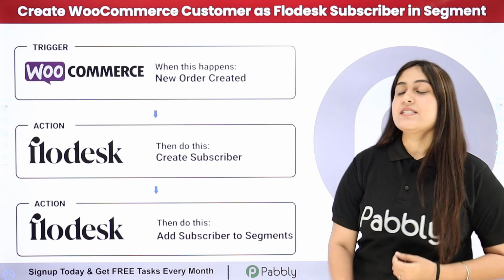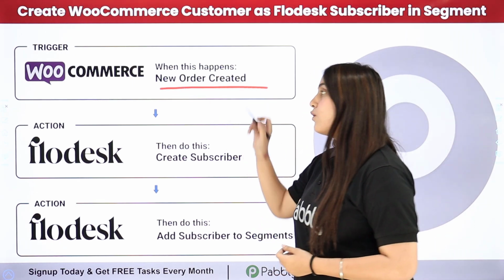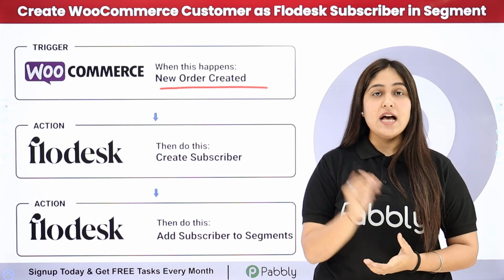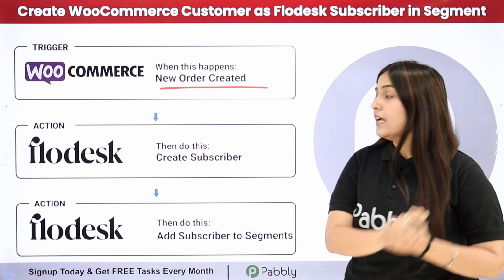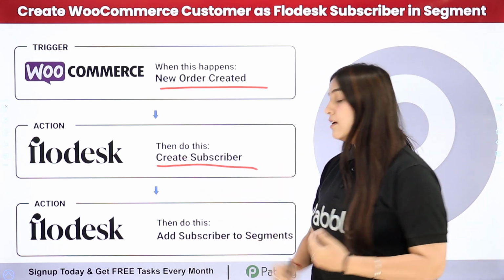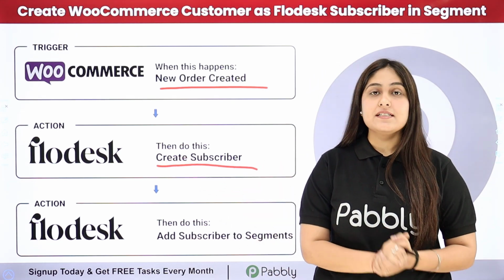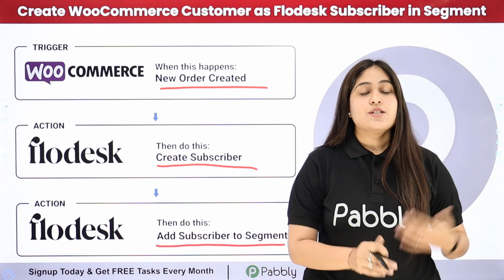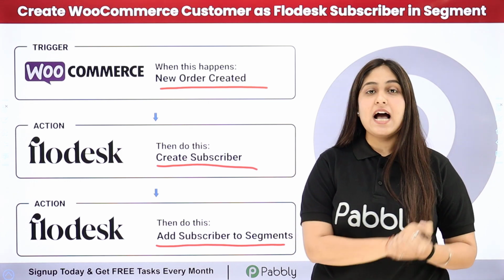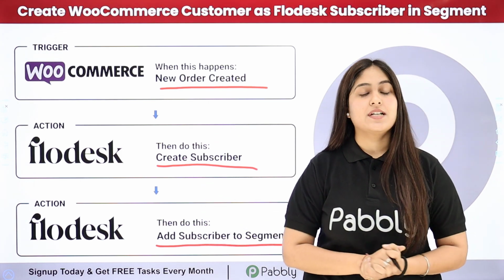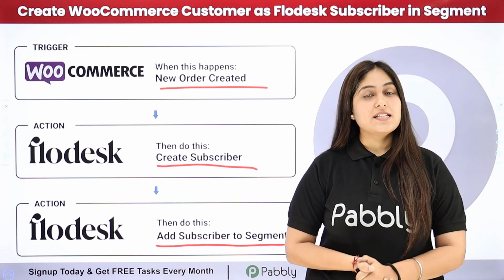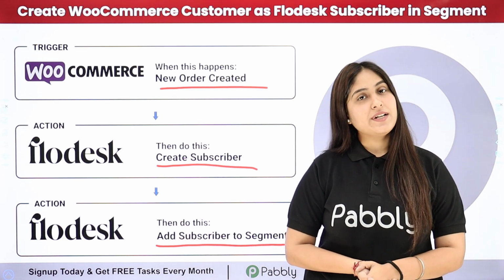My objective is that whenever a new order is created in my WooCommerce, the customer is automatically created in my WooCommerce account, and then I want to add that customer in my Flodesk as a new subscriber, and after that add that subscriber under a specific segment in my Flodesk account. To automate this entire process, I need to connect these applications using an automation software named Pabbly Connect. So to learn this process step by step, let me take you to my screen.